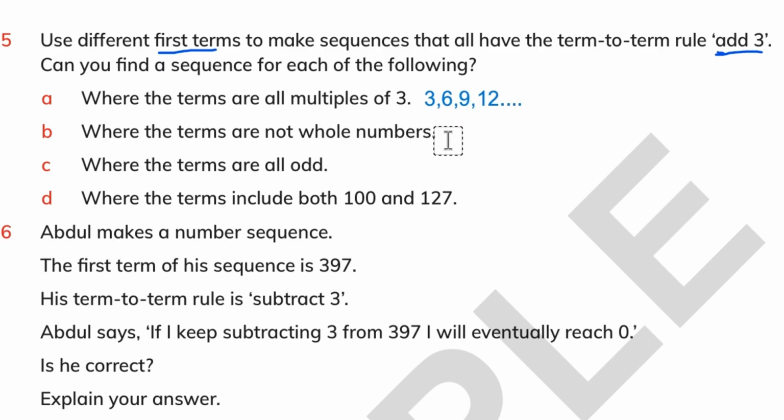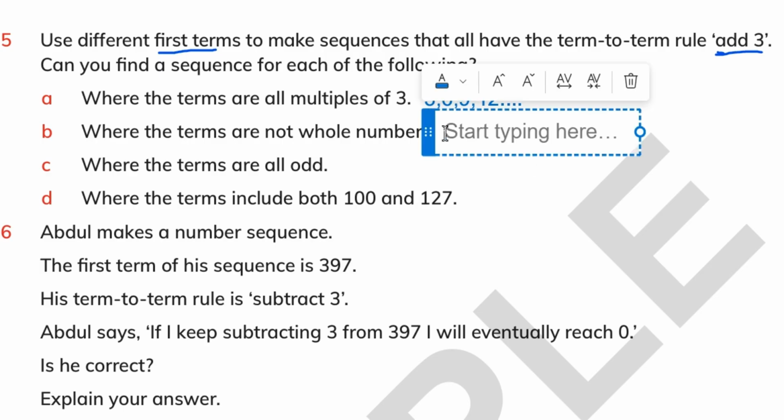Where the terms are not whole numbers. So we will write 0, 0.5. Now this is not a whole number, 3.5, and our term to term rule was to add 3. So you can see that in both terms the addition is of 3, then 6.5, 9.5, and so on.